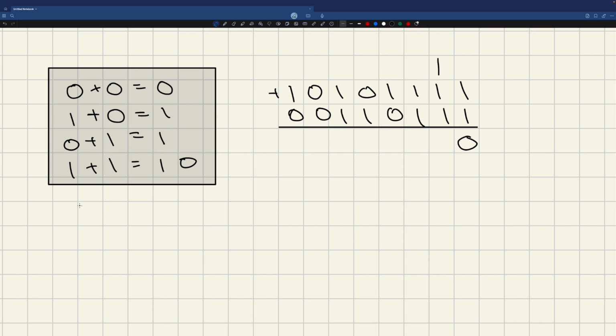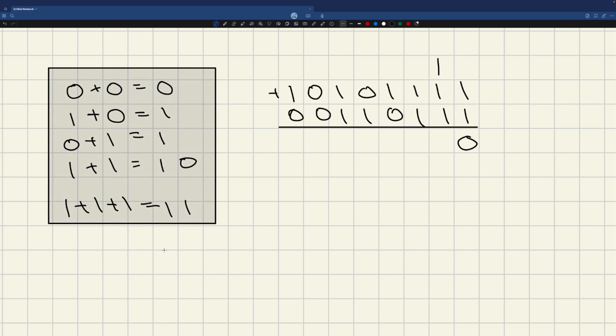Oh yes, I forgot about another rule. 1 plus 1 plus 1 is equal to 1, 1. So we carry the 1 here and we put a 1 here. Again, 1 plus 1 plus 1 is equal to 1, 1. We put a 1 here, we carry 1 here.